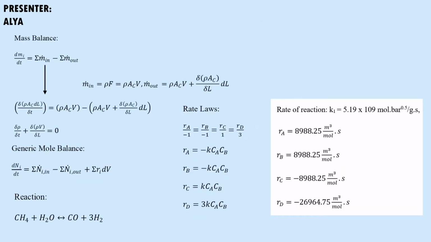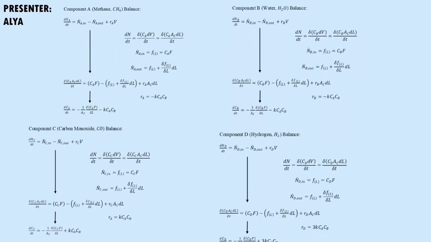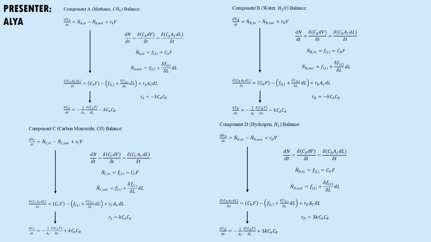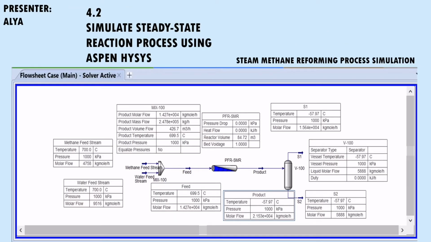Firstly, we derive the mass balance. Since it is a steady state reactor, our mass balance is dρ/dt equals d(ρV)/dL. Next, we derive the generic mole balance. Using the reaction of methane plus water to carbon monoxide plus hydrogen, we derive our rate law and rate constants. The rate constant is obtained from the manual calculations, which can be found in 4.3. After that, we derive our component A balance, component B balance, component C balance, and component D balance. After we derive our dynamic mathematical models, it is time to simulate the steam methane reforming process.